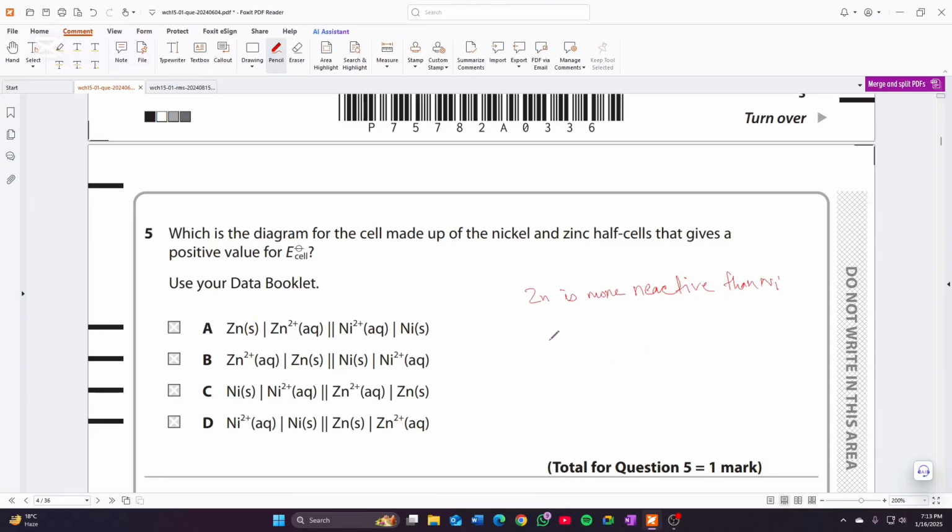So the reaction of zinc will be that zinc forms Zn2 plus ions by losing 2 electrons, and nickel 2 plus will gain those 2 electrons to form nickel. So the correct answer is: Zn loses 2 electrons to form Zn2 plus, and Ni2 plus gains those 2 electrons to form nickel. So our answer is A.